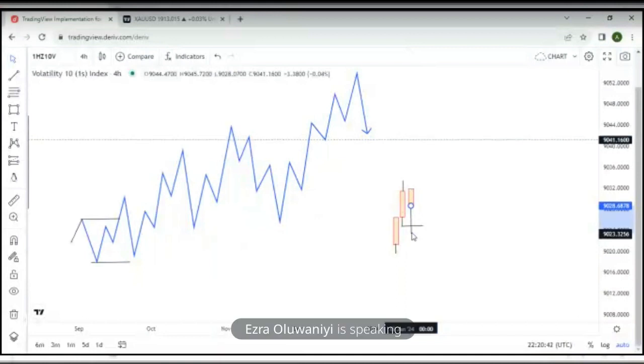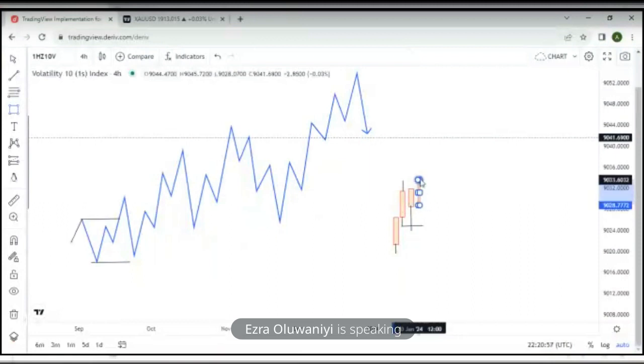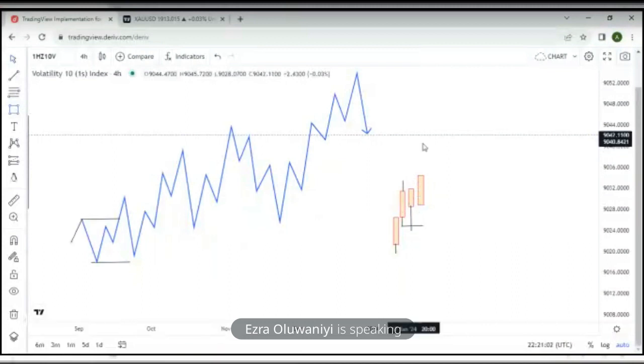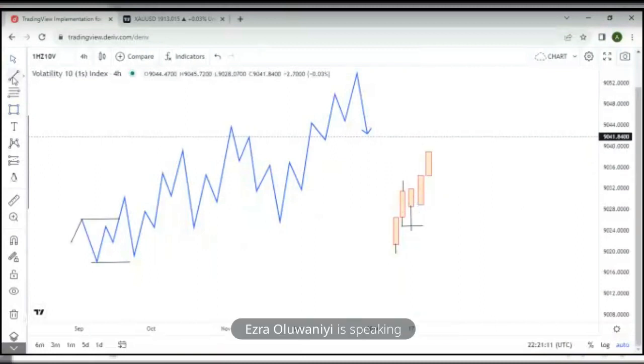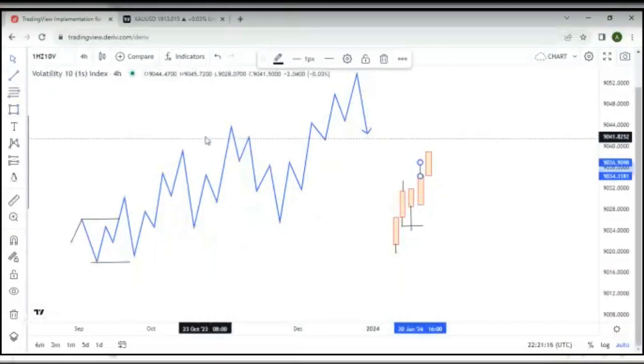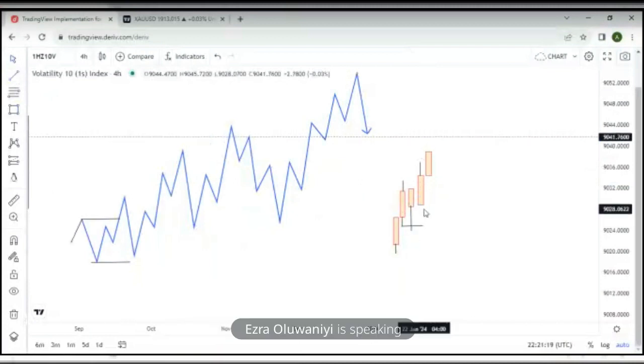No matter how, we don't need the body to close below to confirm that it is a pullback. Just the wick is enough. So this is a valid pullback, and price continued higher. Price continued delivering higher, pushing up higher.